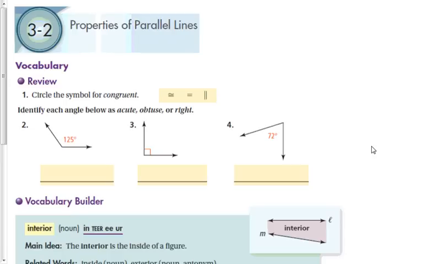Hey students, this is lesson 3.2, properties of parallel lines. We are going to learn how to prove theorems about parallel lines and to use properties of parallel lines to find angle measures.